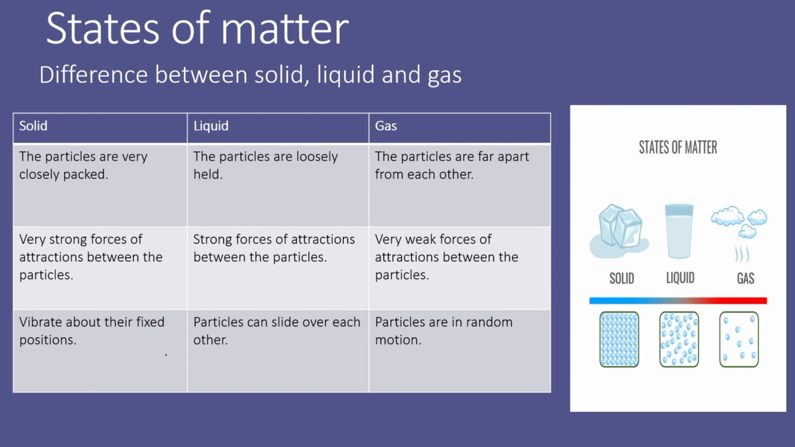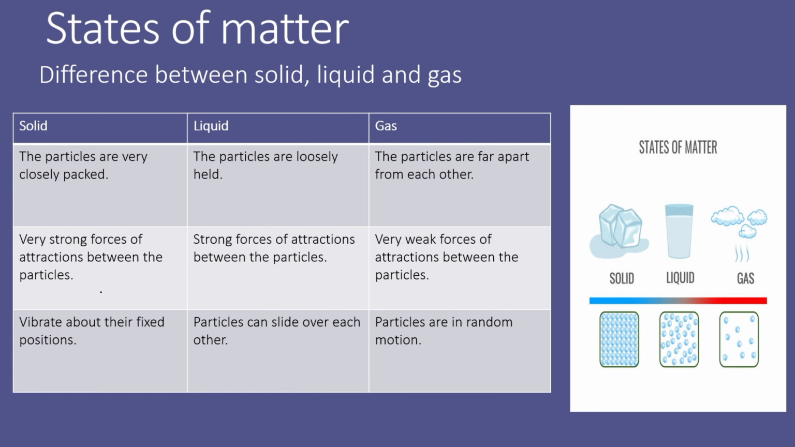First of all, we talk about solids. In solids the particles are closely packed. And why are they closely packed? Because there are strong forces of attraction holding these particles together. That is why the particles are very closely packed, because of these very strong forces of attraction present between the particles. As a result, they cannot move here and there. What they can do is just vibrate at their fixed positions. So this is how the particles of solids can move.